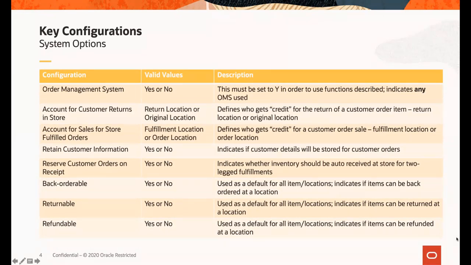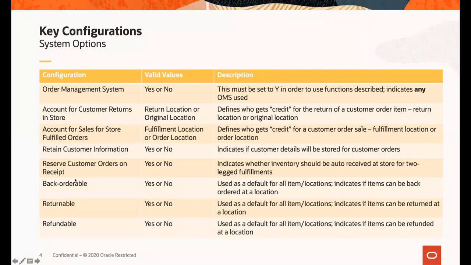Okay, so starting with some of the key configurations, there's a number of system options that I want to make sure that you're all aware of. Some of these are newer and have been added in more recent cloud releases, so may be new to everyone. The first one is not new. It is just a flag that says whether or not you're integrated with an order management solution.